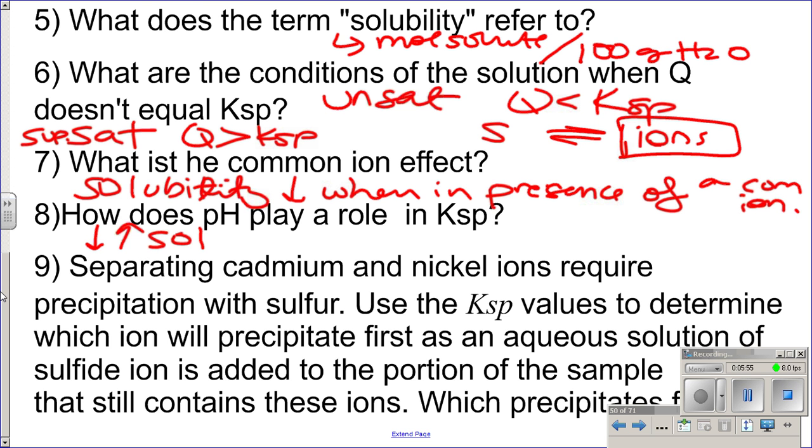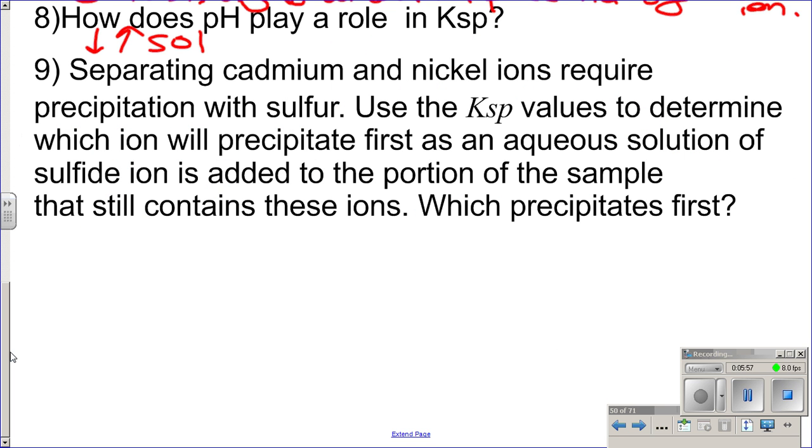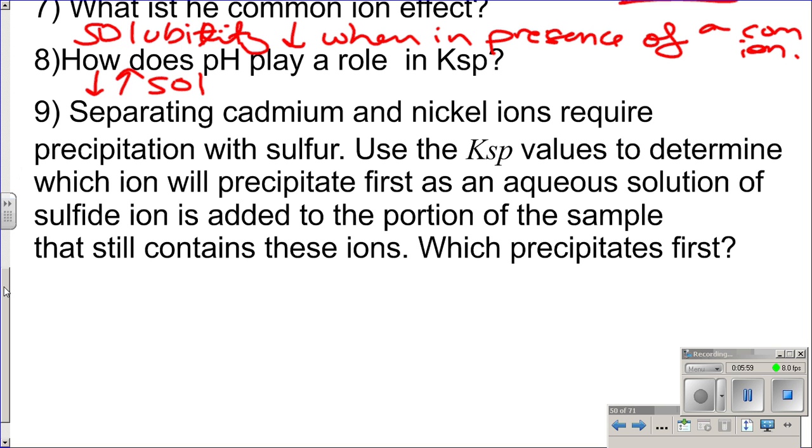And then the last one is kind of weird. It talks about selective precipitation, which is a kind of qualitative analysis method. If you go to chemistry in college and you go to qualitative analysis, it's pretty wicked. Just saying. So it deals with stuff like this.